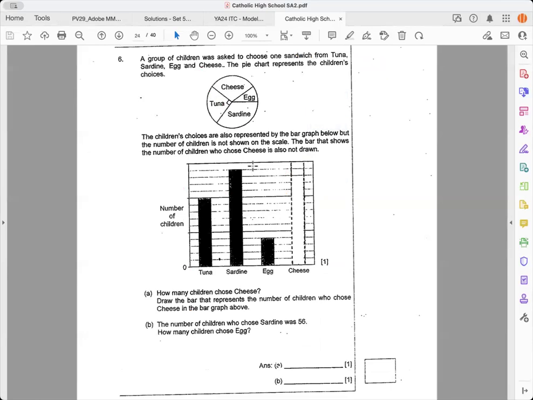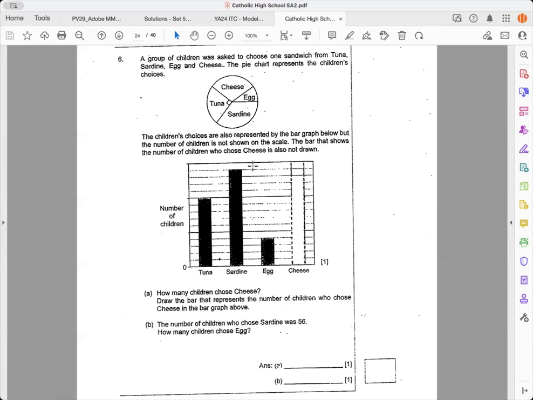A group of children was asked to choose one sandwich from tuna, sardine, egg, and cheese. The pie chart represents the children's choices. Okay, so you have cheese, tuna. Take note of the 90 degrees for tuna. Take note, 90 degrees, which means it's 1/4. 90 degrees tells me that it's 1/4.